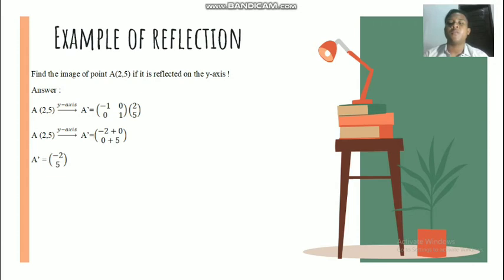The result of A' equals [-2 plus 0, 0 plus 5]. So the image of the point A(2, 5) is (-2, 5). Okay.